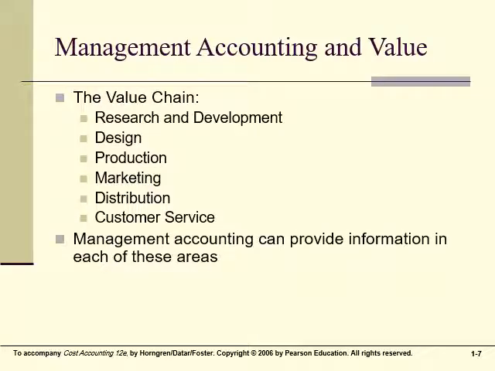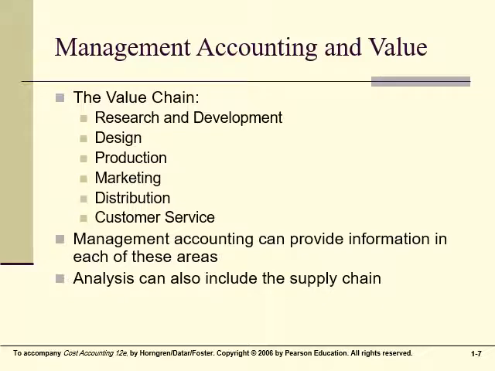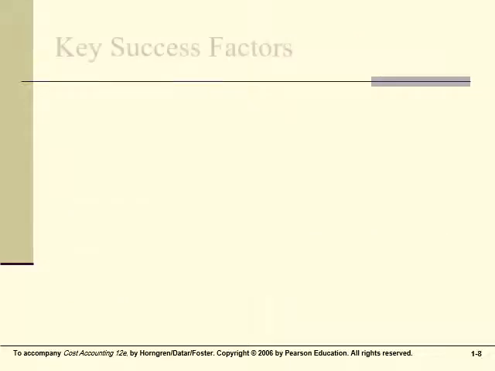Management accounting can provide information in each of these areas. The link between the value chain and management accounting is that management accounting inside the organization can provide useful, timely, valuable, relevant information in each function of the value chain, starting from R&D, which is research and development, until the final step, customer service, the service provided to the final consumer after sale. Analysis can also include the supply chain.